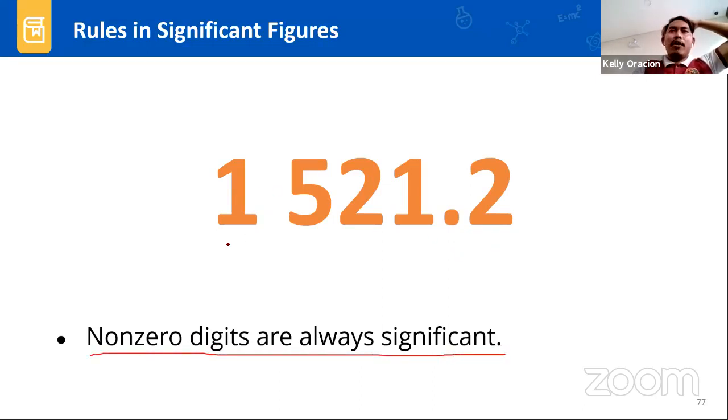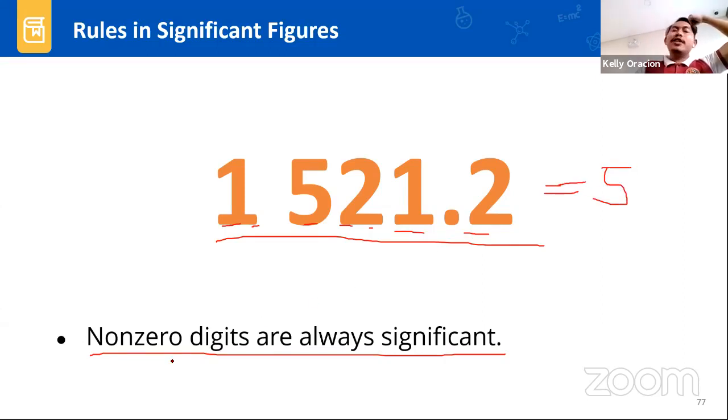Now, let's have this example. 2. Of course, ang 2 dili 0. Ang 1 dili 0. Ang 2 dili 0. Ang 5 dili 0. Ang 1 dili 0. So, how many numbers are involved in there? 1, 2, 3, 4, 5. So, how many significant figures do we have? The answer is 5.